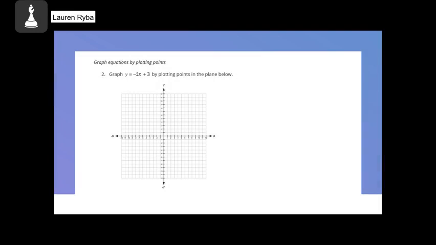The next thing we can do is graph an equation by plotting some points. We are going to create a little XY table. We can do -2, -1, 0, +1, and +2. And we're just going to plug these values in for x and determine what the y coordinate is so we can graph and connect them to either create a line or a curve, whatever it is that we are graphing.